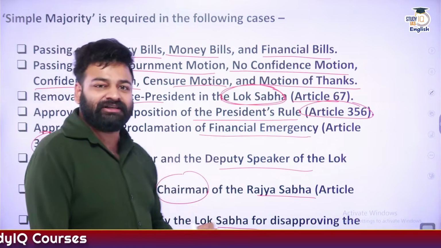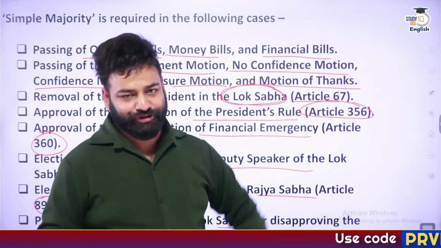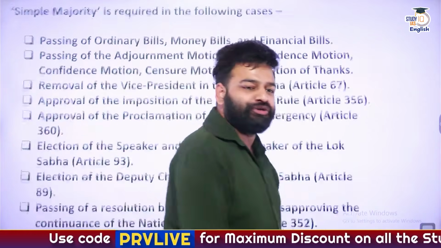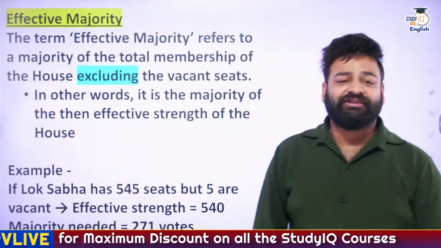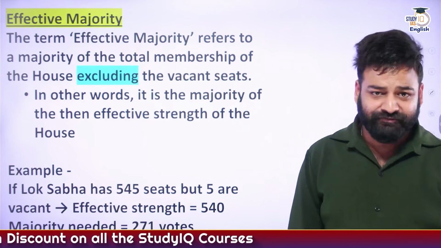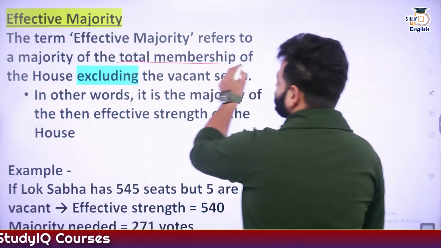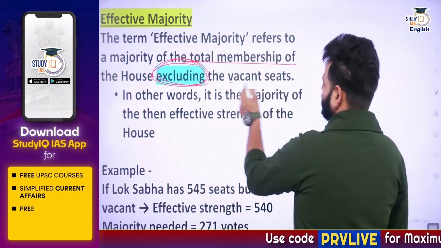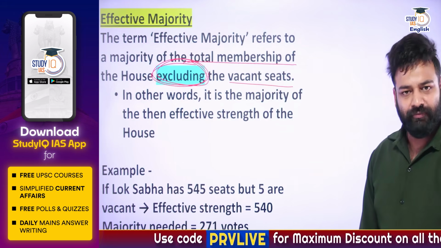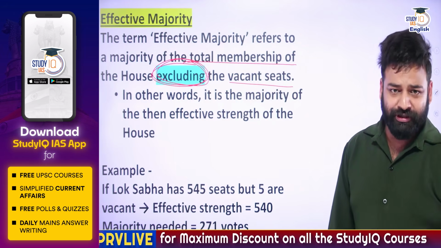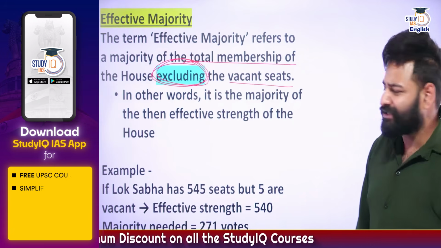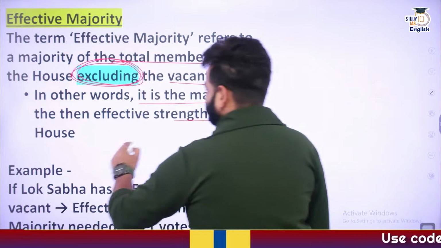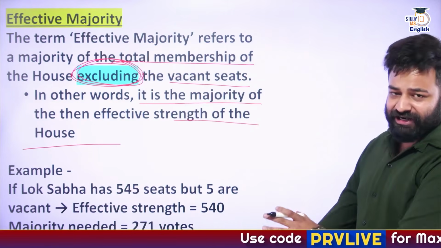So these are the articles in which simple majority is used. Moving to the next one, the effective majority. The term effective majority refers to the majority of the total membership of the House, excluding the vacant seats. Vacant seats are not included. In other words, it is the majority of the then effective strength of the House. You can understand it with an example.